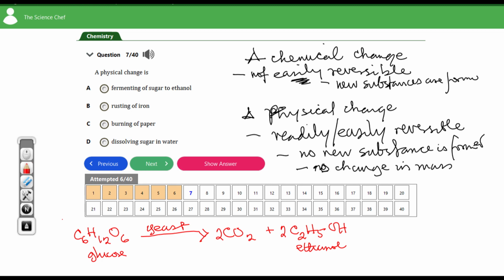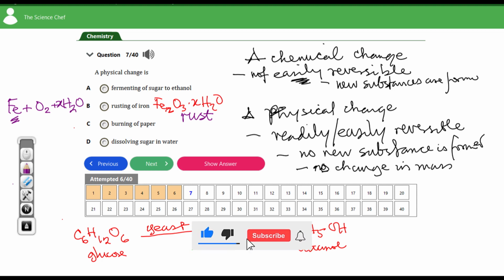So this is a chemical change. Now, rusting of iron. Rust is hydrated iron(III) oxide. So when iron reacts with oxygen in the presence of water, it forms rust, a new substance. And this rust has a different property from iron. Rust is a hydrated compound, whereas iron is a metal. So there are two different substances, right?